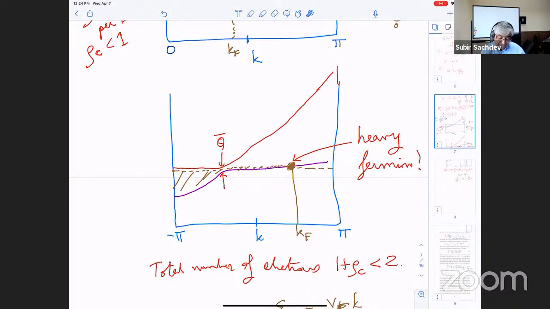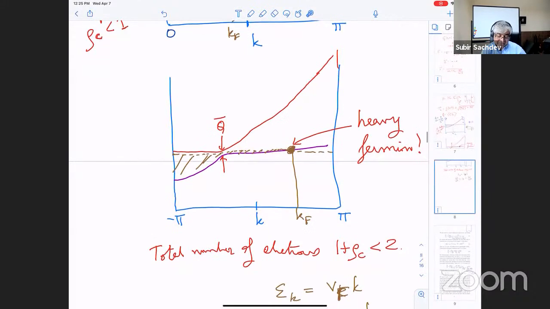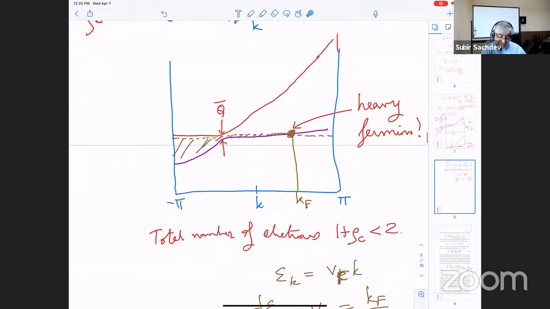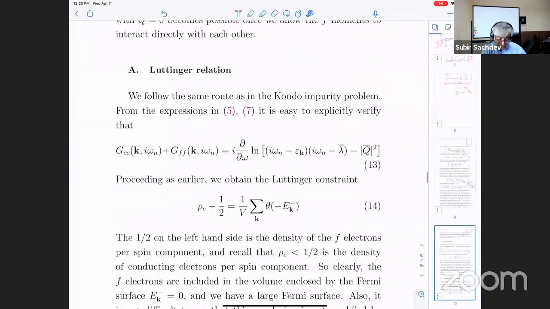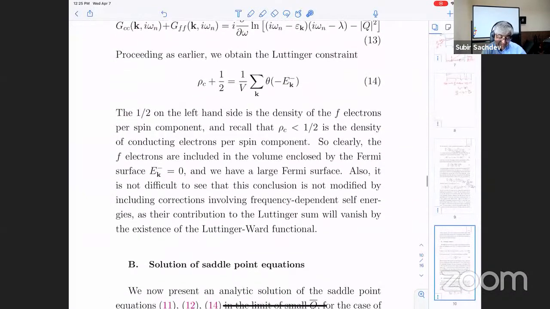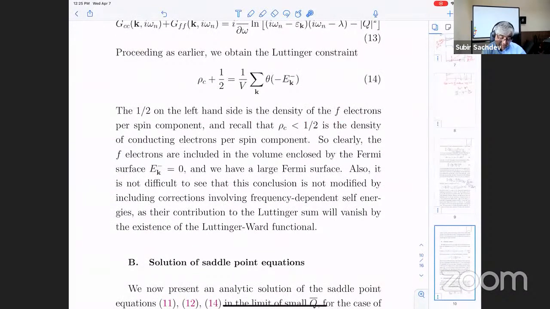And the other important statement to make is that this constraint is actually exact. It's not only true to mean field theory. It's true to all orders and computations, by the same kind of analysis we did for the Luttinger theorem. But we can just forget about the general analysis. This is the statement that I had illustrated in pictures, that the region of K space where the EK is less than 0 must add up to a density of rho C plus a half per spin.